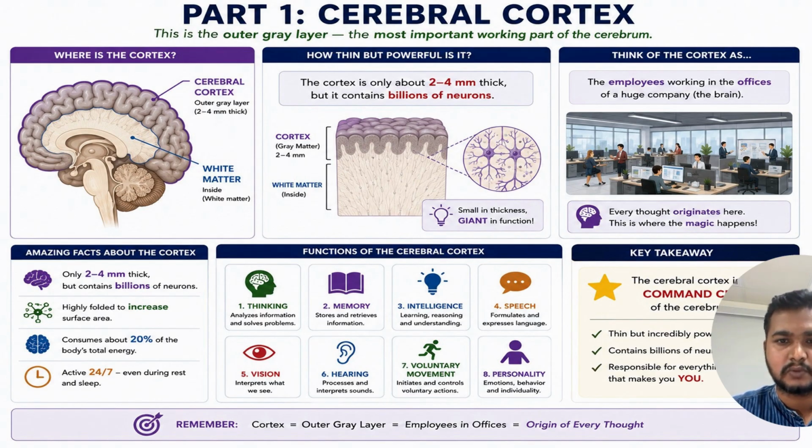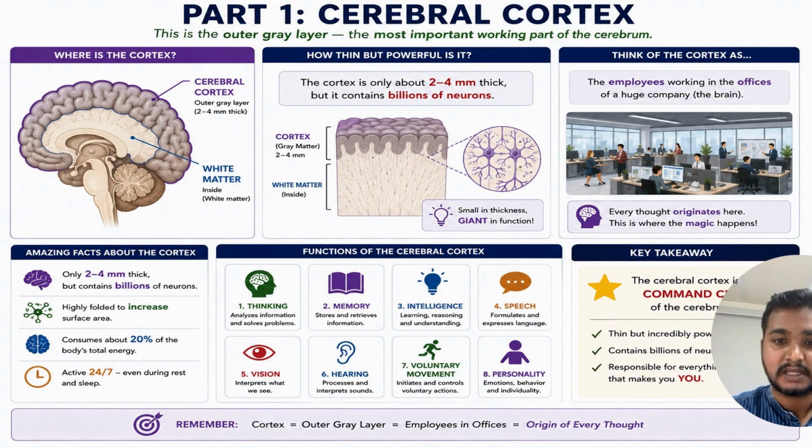Because of this enormous network, the cortex performs the highest functions of the human brain. It allows us to think and solve problems. It stores and retrieves memories. It enables learning and intelligence. It allows us to understand and produce speech. It interprets what we see, hear, and feel. It controls voluntary movements, and it shapes our personality, behavior, and decision-making. In other words, the cerebral cortex is what transforms a living brain into a thinking human mind.